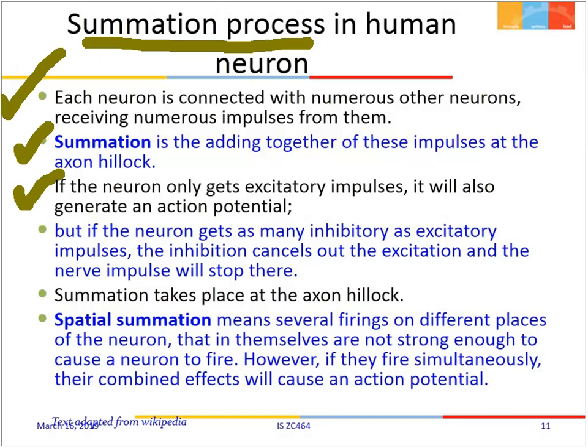If the neuron gets as many inhibitory as excitatory impulses, the inhibition cancels out the excitation and the nerve impulse will stop there. Summation takes place at the axon hillock. Spatial summation means several firings at different places on the neuron that in themselves are not strong enough to cause a neuron to fire. So the basic crux of this entire discussion is that we have to have some response at a neuron to get fired for an output, which is the desired output, and it is the resultant of the training. However, if they fire simultaneously, their combined effects will cause an action potential. So, nothing to worry about.